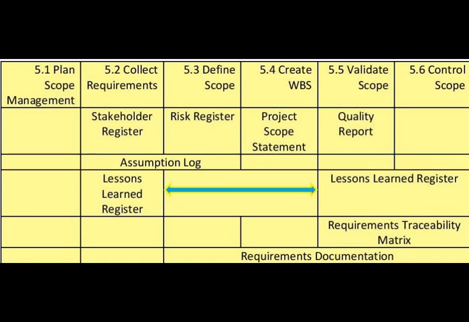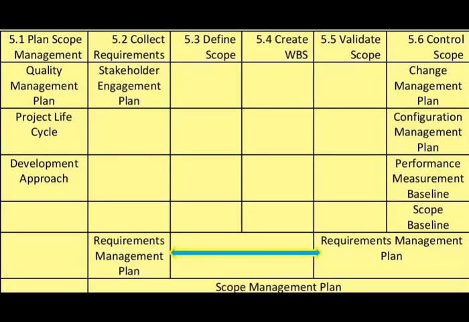Question 26. All of the following are inputs to estimate activity durations and develop schedule process except: A. Duration estimate, B. Resource requirements, C. Resource calendar, D. Activity attributes. Question 27. All of the following are inputs to the estimate activity resources process except: A. Cost estimates, B. Activity list, C. Resource requirements, D. Activity attributes.